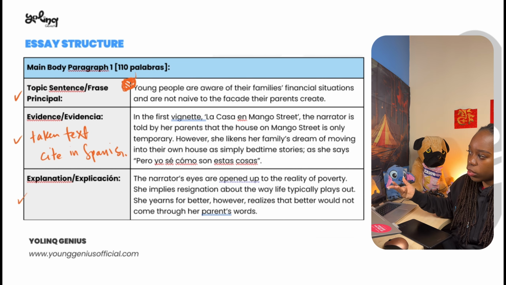the first chapter really. I think in the book themselves, you know how you have a book and you have chapter 1, chapter 2, chapter 3. These are vignettes in this book, I think. Yeah. So in the first vignette, La Casa en Mango Street, the narrator is told by her parents that the house on Mango Street is only temporary.